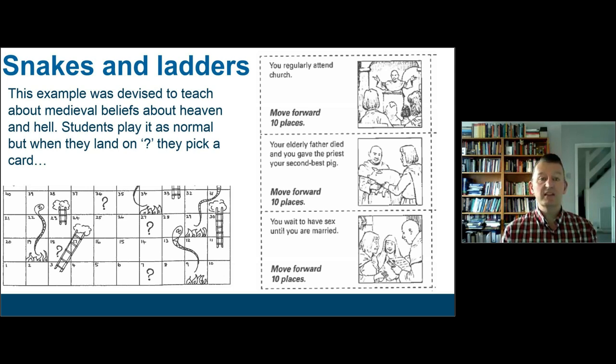This is a slight variation on that, and this was devised to teach children about medieval beliefs about heaven and hell. So students play it as normal Snakes and Ladders with a dice, but when they land on a question mark, they have to pick a chance card. Some of the cards move you forward and some move you back. So here are some examples of cards that I wrote to accompany this activity, and each card just demonstrates one way in which the church was important in the lives of medieval people in Europe.